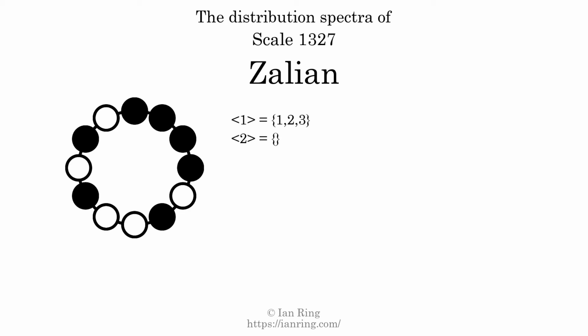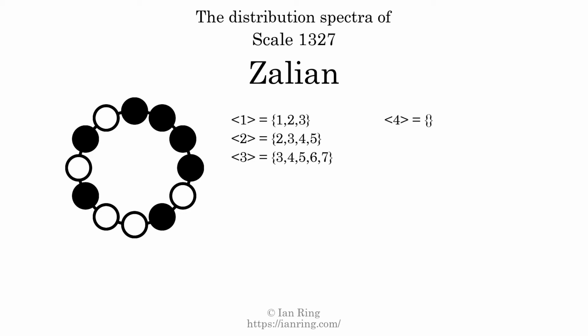The generic interval of 2 scale steps comes in 4 different specific interval sizes. 2 semitones, 3 semitones, 4 semitones, and 5 semitones. The spectrum width of this generic interval is 3. The generic interval of 3 scale steps comes in 5 different specific interval sizes. 3 semitones, 4 semitones, 5 semitones, 6 semitones, and 7 semitones. The spectrum width of this generic interval is 4.